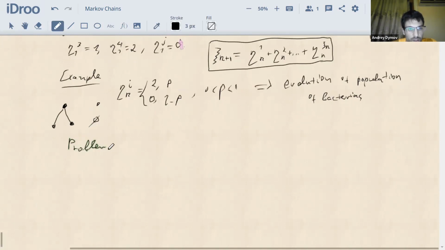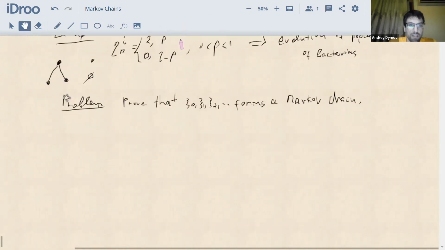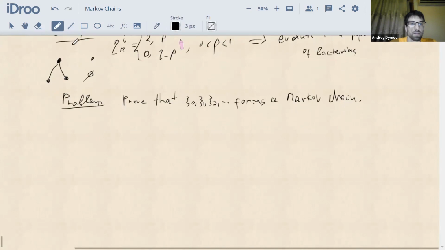Exercise problem, which I'll ask you to solve at home. This will be in the list of problems which I'll put on the website of the course. Prove that this stochastic process forms a Markov chain. The proof is actually similar to the proof that the random walk forms the Markov chain.